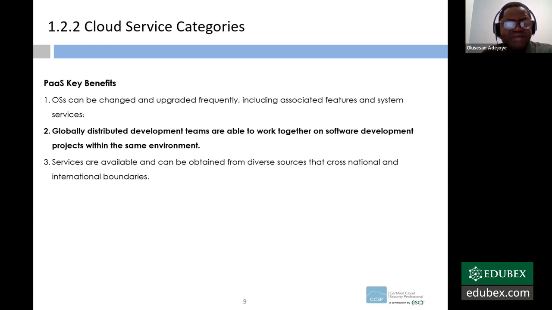Number three, services are available and can be obtained from diverse sources that cross national and international boundaries. There are no geographical boundaries to cloud computing. The services are available from any region. It is time decoupled and location decoupled, so services are always available. The cloud is designed with high availability to ensure that the latency within the cloud is reduced to microseconds.